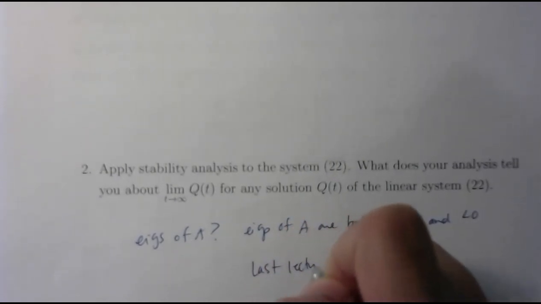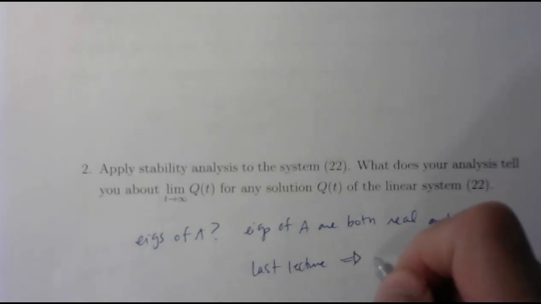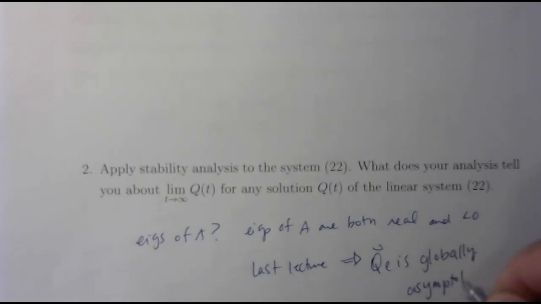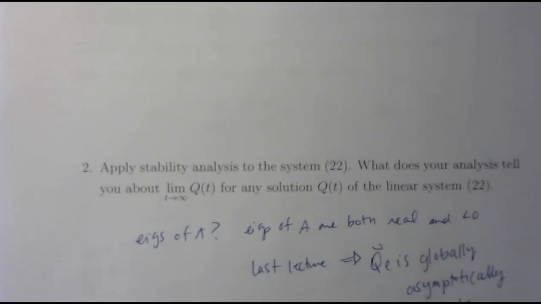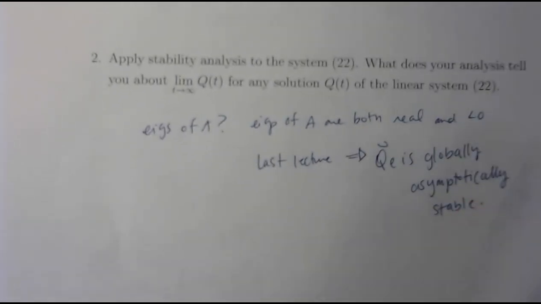Last lecture shows that Q_E is globally asymptotically stable. So stable means solutions don't go far from it. Asymptotically stable means solutions approach it if they start close. Globally asymptotically stable means regardless of your initial condition, you will approach this equilibrium. So that is where we're going to end up. Okay.